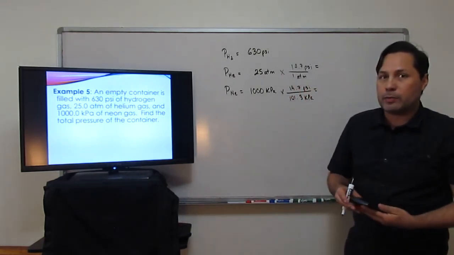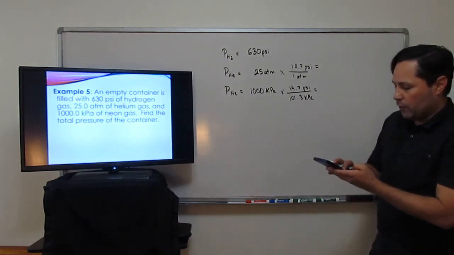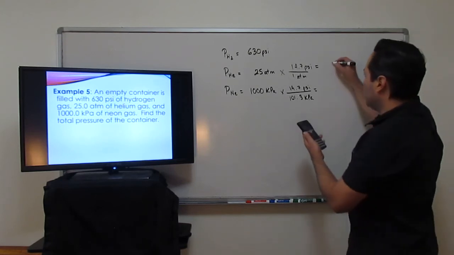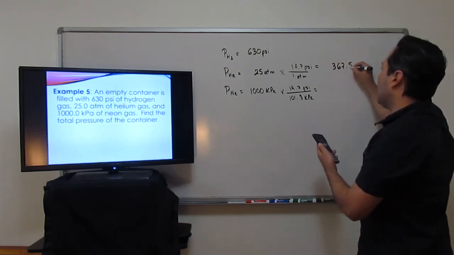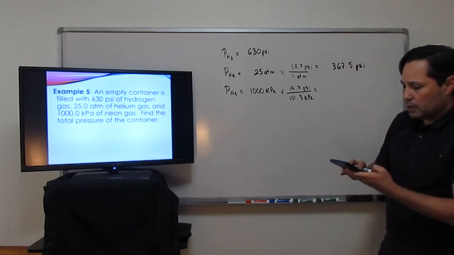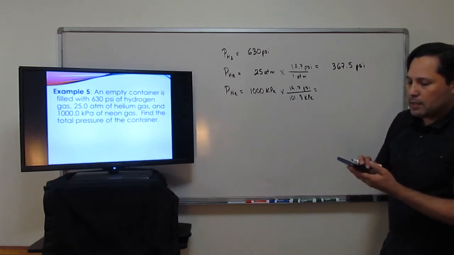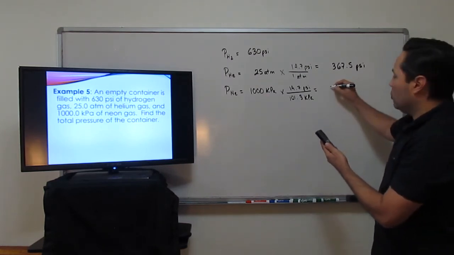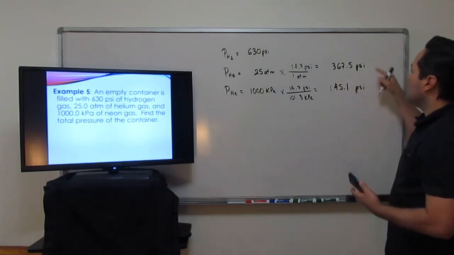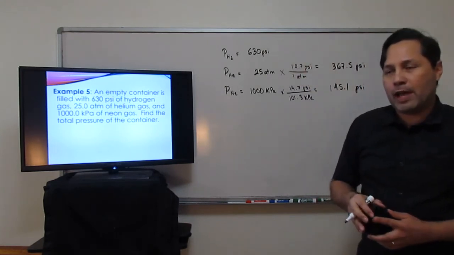Then we can add them together to get the total pressure for the gas. So for the first one, it would be 25 times 14.7 divided by 1. So it's going to give us 367.5 psi. Next one, we have 1000 times 14.7 divided by 101.3 kPa. That's going to round off slightly to 145.1 psi. So now that we all have the same unit, I can add them together to get the final answer.